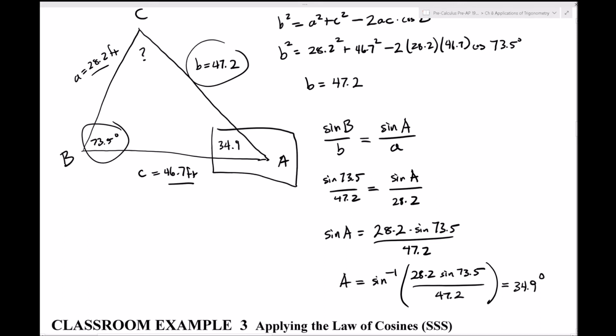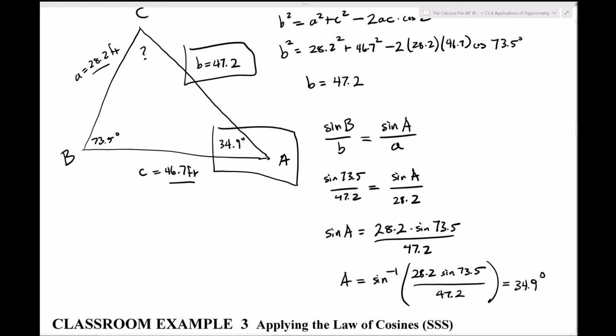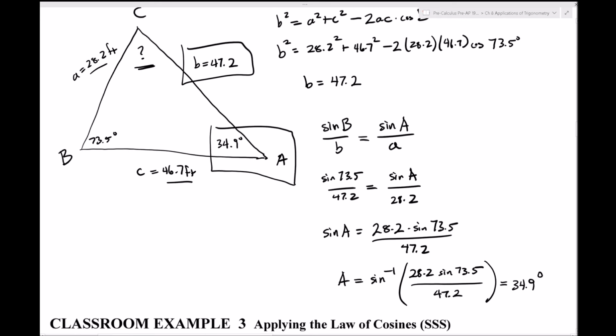I'm going to box that. Also, I should probably box this one and not leave this one circled at all. So now I only have one last piece to figure out. Am I using the law of sines or cosines for that one? What's missing? One more side length, or one more angle.